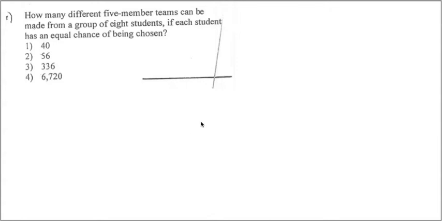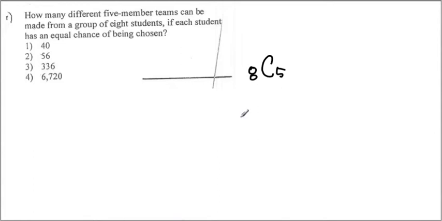Hello, so we'd like to look at some probability and statistics questions from Algebra 2 and Trigonometry. The first question: how many different five-member teams can be made from a group of 8 students if each student has an equal chance of being chosen? In this case, out of 8 students, how many ways can we choose 5? Since the order doesn't matter, this is a combination.